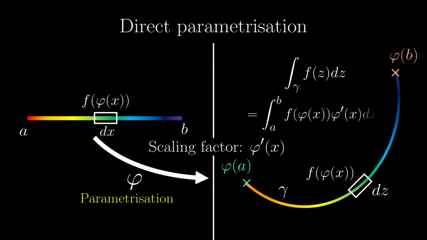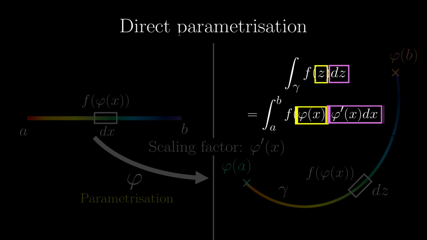So the complex integral is now represented just as a real integral. To reiterate, by the parametrization, z is simply phi of x, and a small complex increment dz is related to dx by the scaling factor phi prime of x. And this, well, doesn't give us too much insight for now. To have more insights, we need to go to the second chapter.